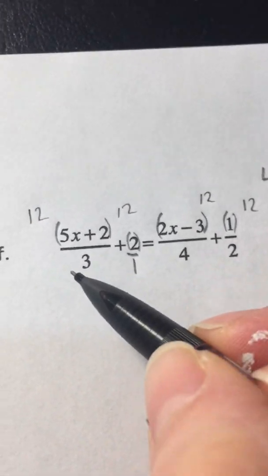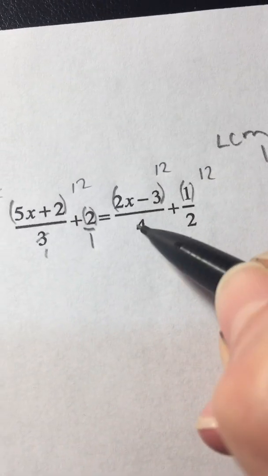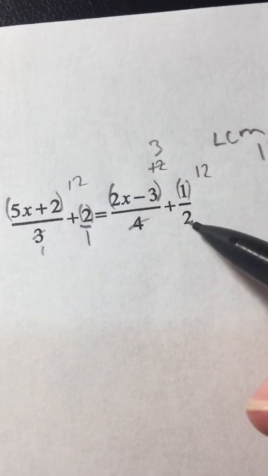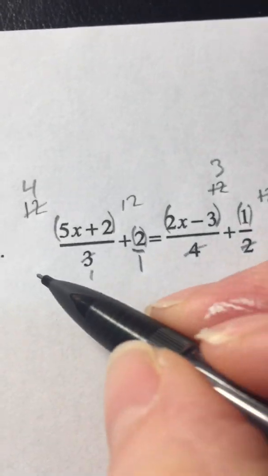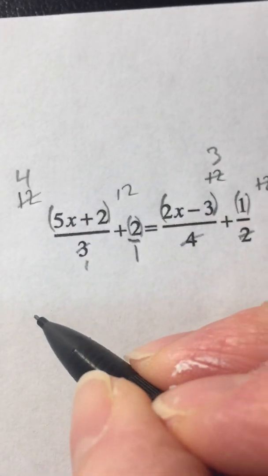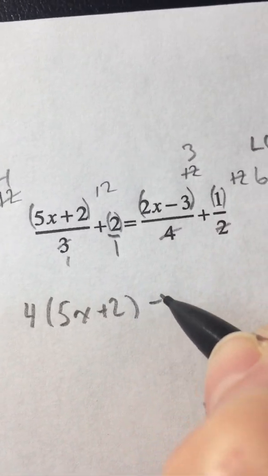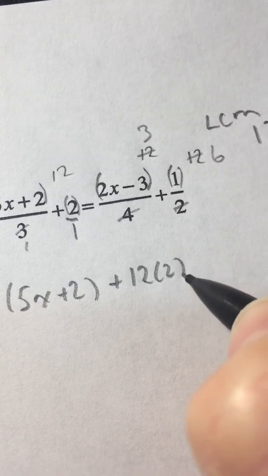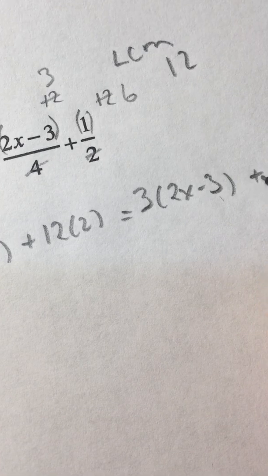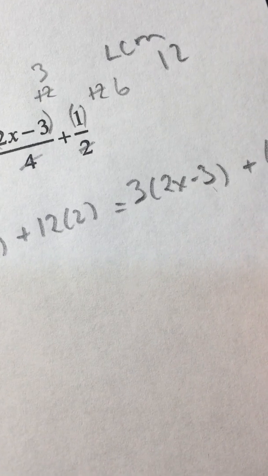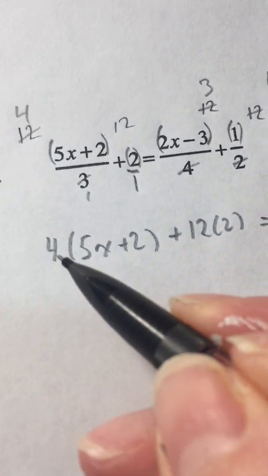Okay, so I've distributed the 12, and now I'm going to look. 3 goes into itself once. 4 goes into itself once, into 12, 3. 2 goes into itself once, and into 12, 6. So again, here's a step that if you find this confusing to look at, you can write this next step. Otherwise, you can skip it. I'm not going to write 6 times 1. I'll just write 6. Okay, so now I have to distribute.